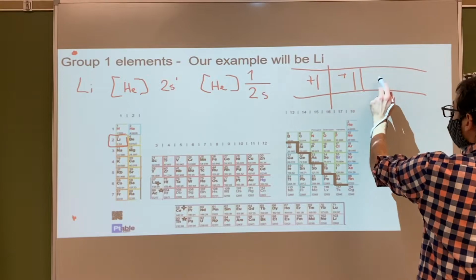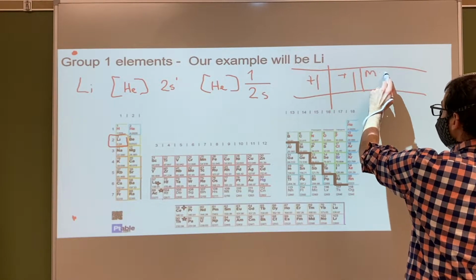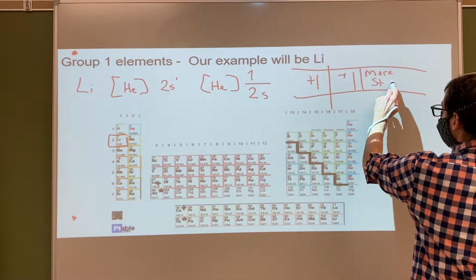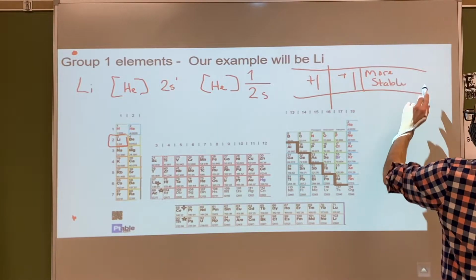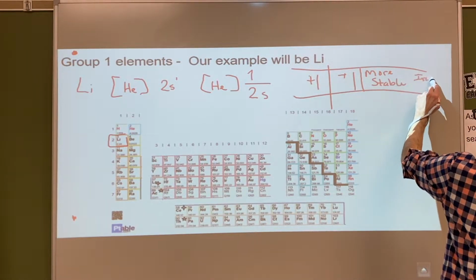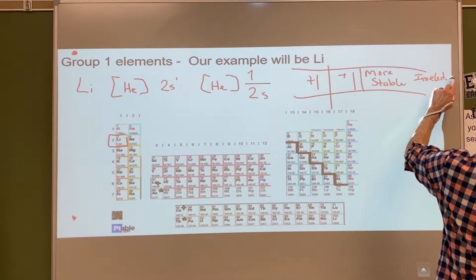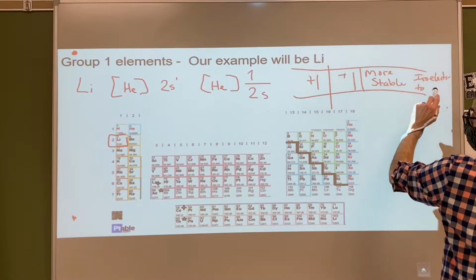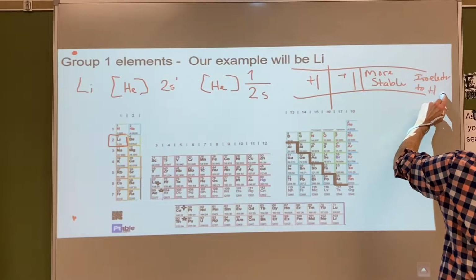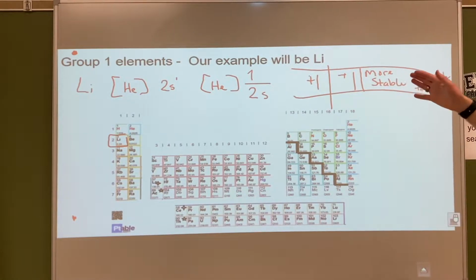The next thing that you would have is the reason. So it becomes more stable. And you'd also want to put that this one is isoelectronic to helium. So that's how you would do lithium and pretty much anything in group 1.